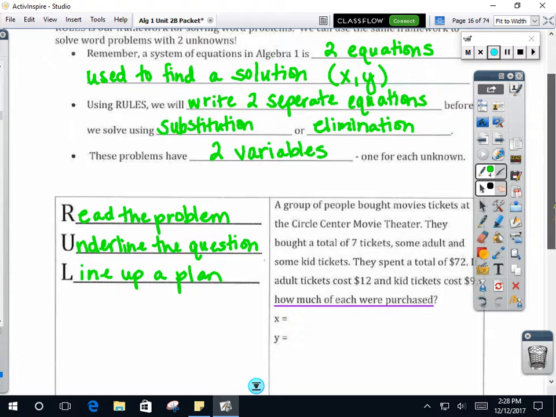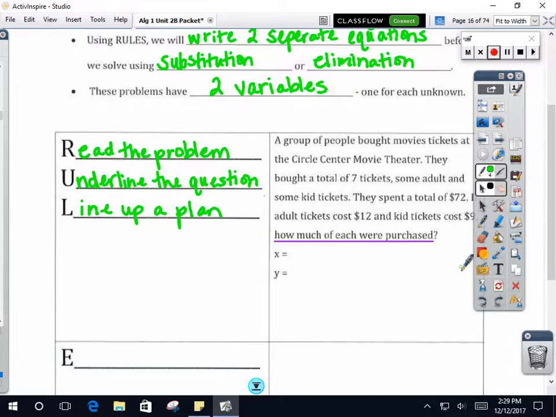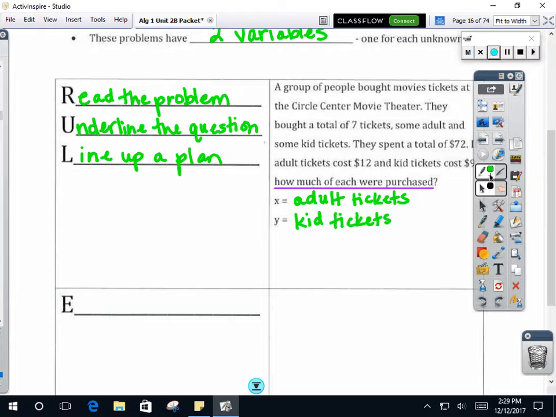Okay, but before we line up the plan, we've got to identify the unknowns. If they're wanting us to find out how much of each were purchased, what are they talking about? Each what? Each adult ticket and each kid ticket. So I'm going to use X to represent my adult tickets, and I'm going to use Y to represent my kid tickets. Now, had you done that the other way, it would have also been okay. You could have used X for kid tickets and Y for adult tickets. It's okay either way. Now I'm going to create my system of equations, which is what it means when it says line up a plan.